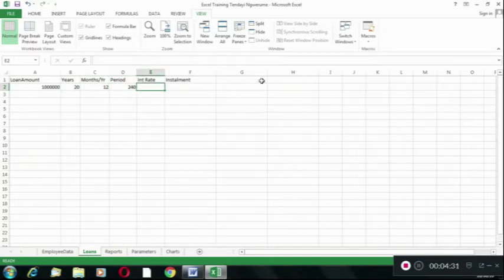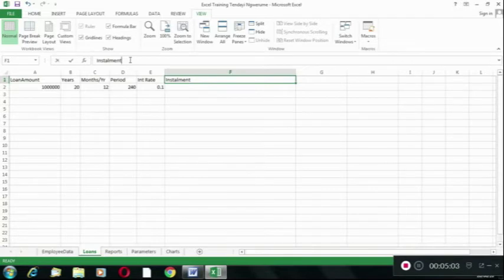So let's put an interest rate, say, of 0.1, which is 10%. So loan amount 1 million, 20 years, 240 months, and interest rate of 0.1. So the installment is given by the payment function, that PMT function. Its formula, let me put it here.